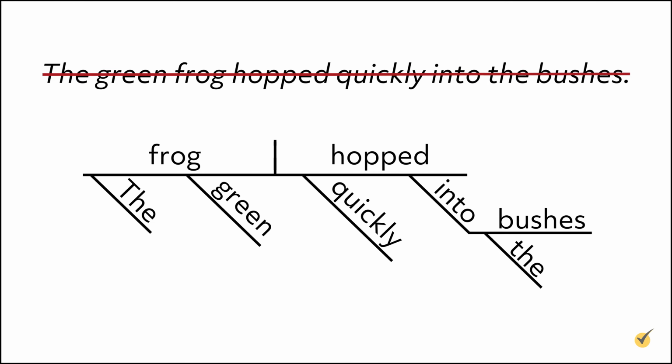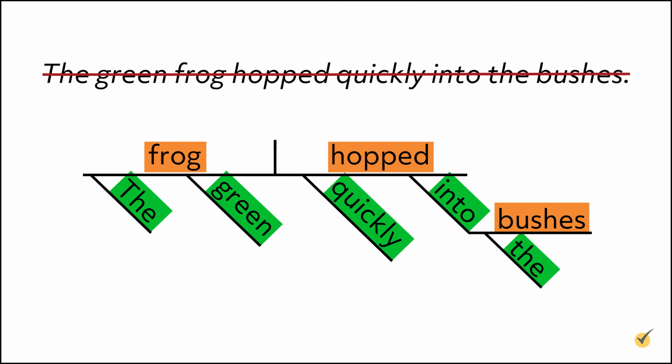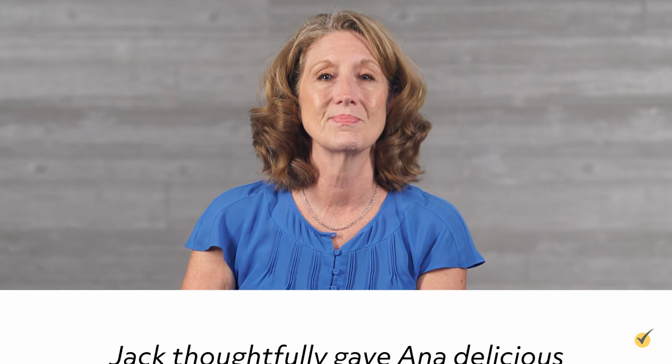Before we tackle a more complex sentence, take a look at which words are on horizontal lines and which words are on diagonal lines. Nouns and verbs will always be on a horizontal line, and modifiers will always be on a diagonal line. Now, let's look at a more complicated example that includes both a direct and indirect object.